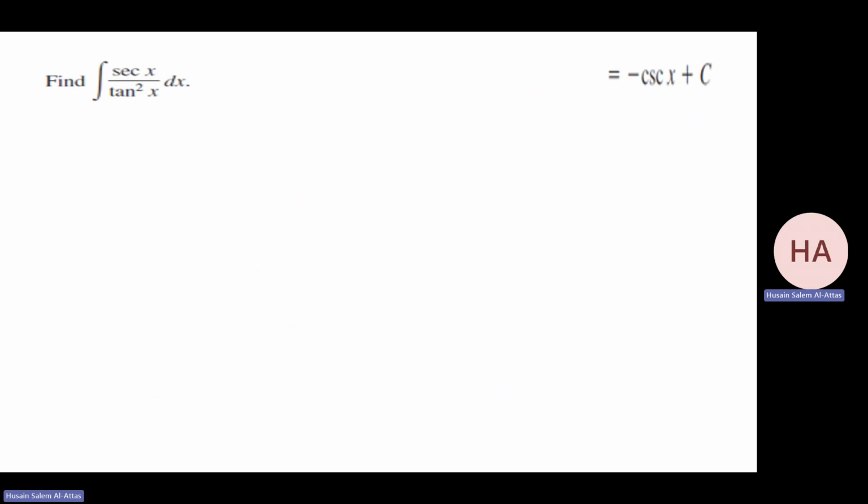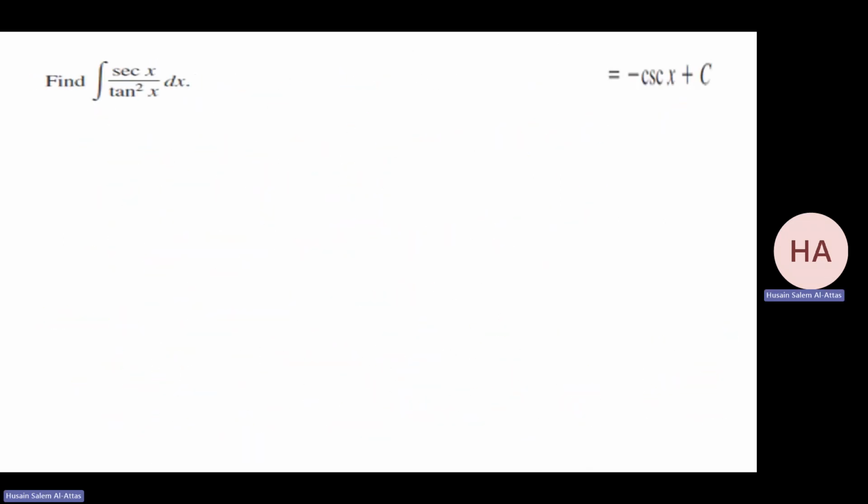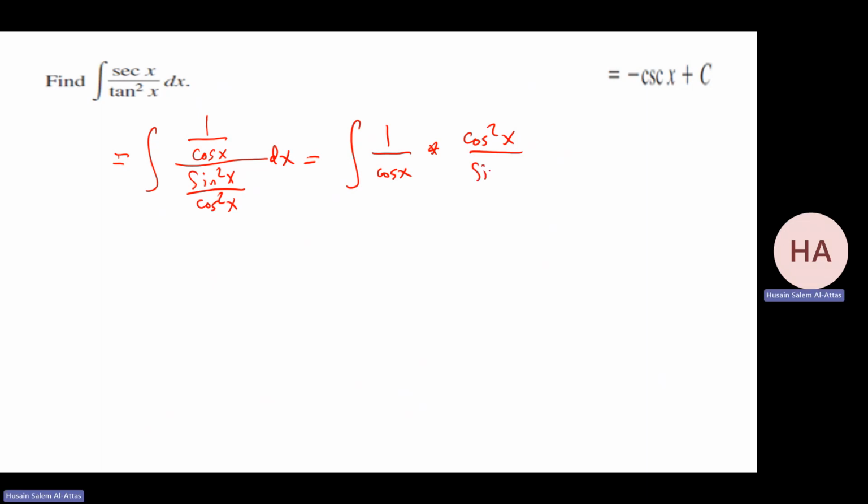Secant tan square. If I look, secant is odd, I don't have anything like that. Tangent is odd. So we need to deal with it in a different way. One way, he said, is I change everything into sine and cosine. And I think it will work in this case. I have 1 over cosine x over sine square over cosine square dx. And that is what? 1 over cosine times cosine square over sine square dx.